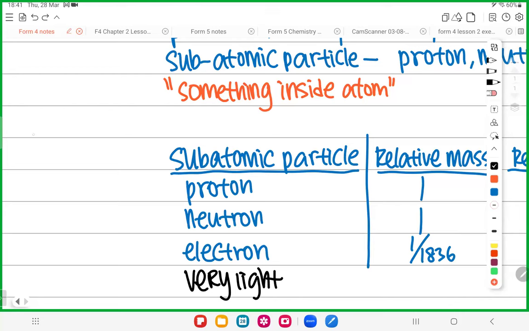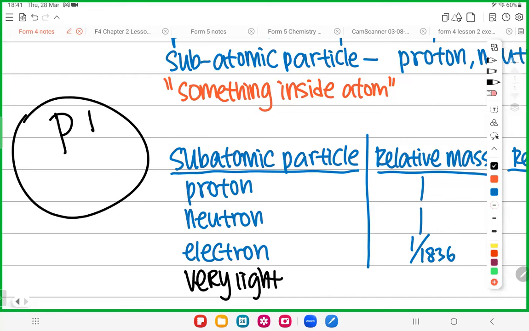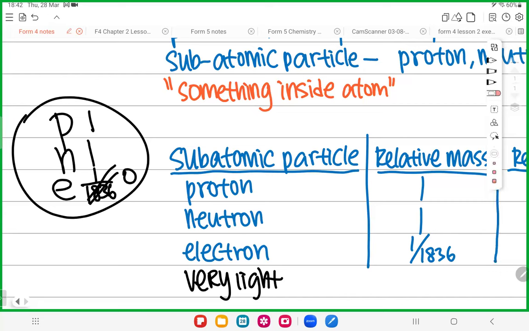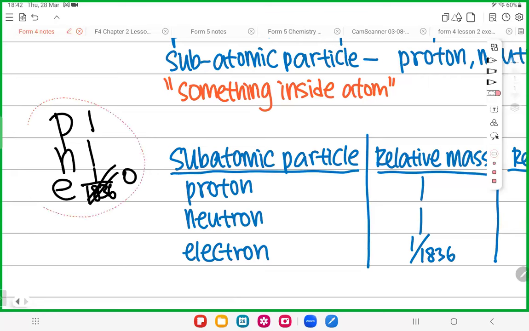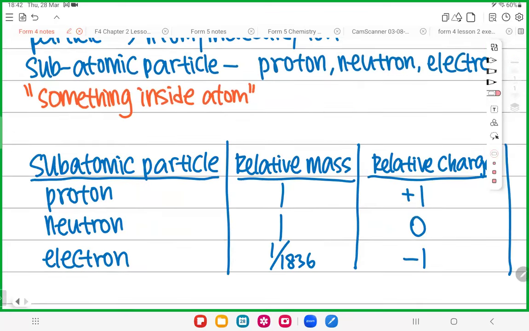So I want you to know, inside the atom, you have proton. Proton, the mass is 1. Inside the atom, you have neutron. Neutron, the mass is 1. Inside the atom, we have electron. Electron, the mass is 1 over 1,836, or you can assume the mass is 0. Electron is so light that you can assume the mass is 0. Okay, that's it. Next one, you must know their relative charge.